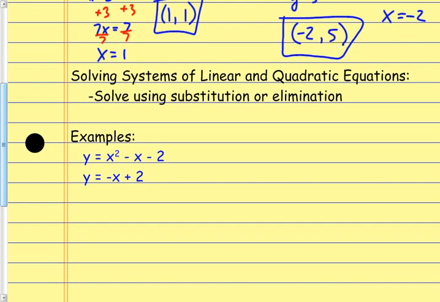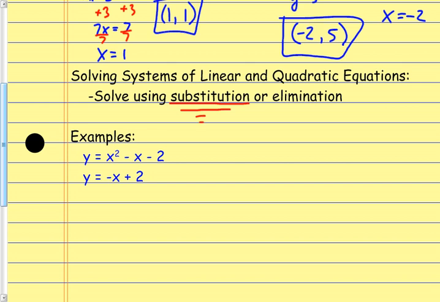Now we're going to solve systems of linear and quadratic equations. And really, I'm just going to do the same thing. I'm going to use substitution or elimination. Typically for us, substitution is going to be the best way to go. Elimination tends to be very messy. Because we have an x squared and an x, we tend to not eliminate one of the variables, even though we think we are. Okay? So I would typically just stick to substitution on these. All right? Abandon elimination altogether.